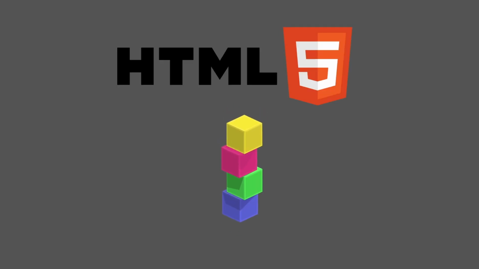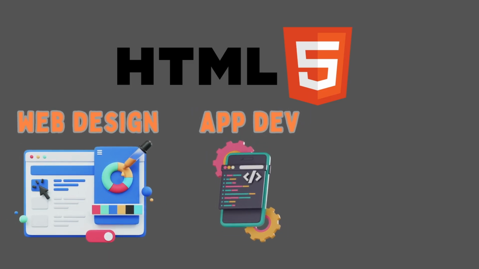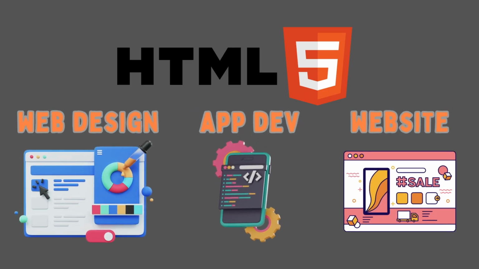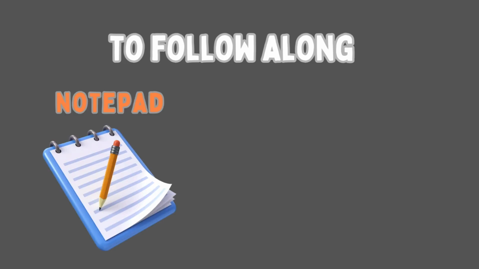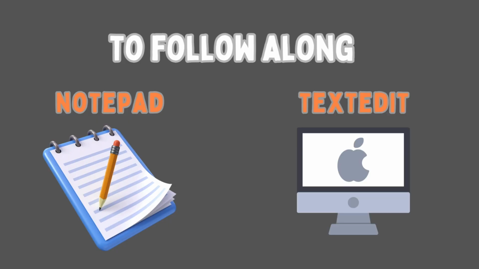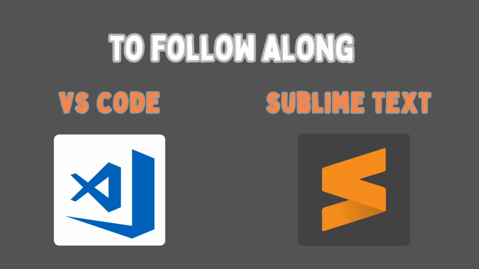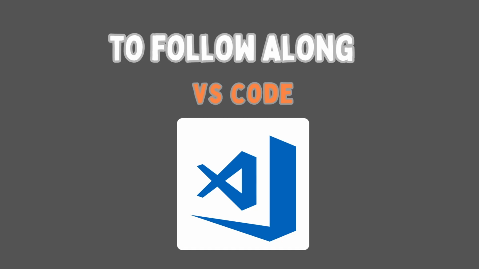Whether you're diving into web design, app development, or just want to create your own personal portfolio site, HTML is the place to start. Once you know HTML, you'll be ready to add more layers like styling with CSS and functionality with JavaScript. To follow along, all you need is a basic text editor like Notepad on Windows or TextEdit on Mac. But if you want something more specialized, you can use a free code editor like VS Code or Sublime Text. I'll be using VS Code in this tutorial, but use whatever you're comfortable with.